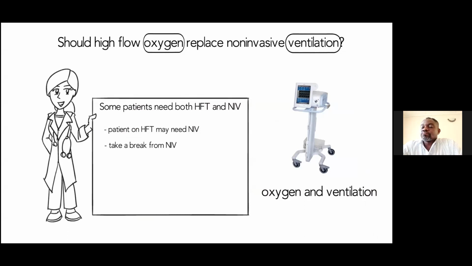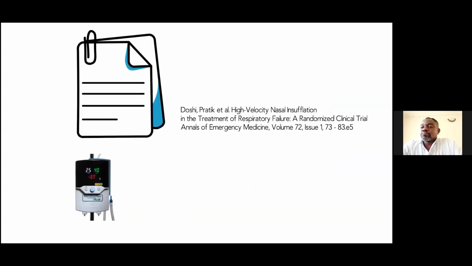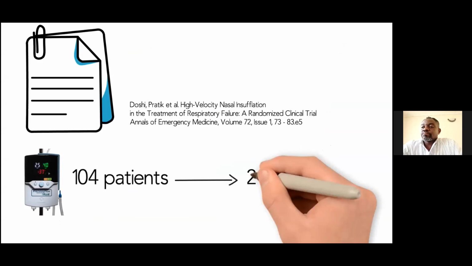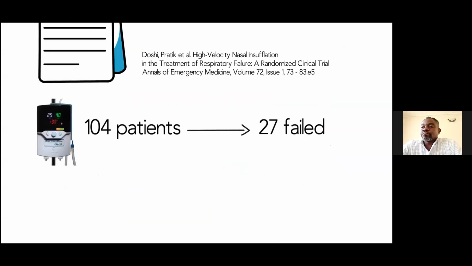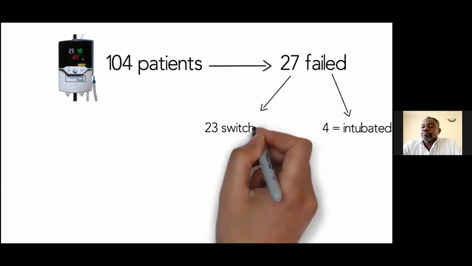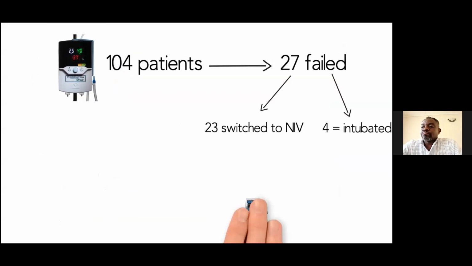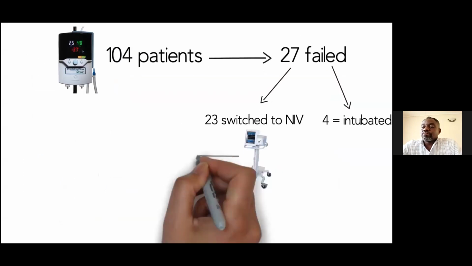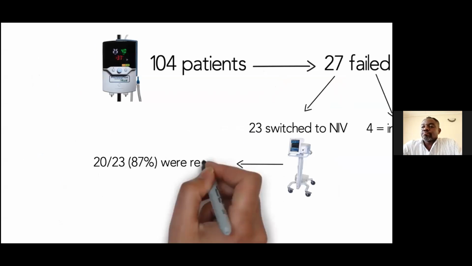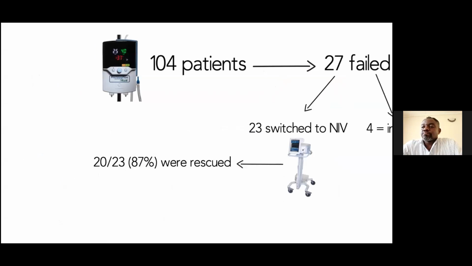You get the idea. In fact, in a Vapotherm sponsored study, there were 104 patients who presented to the ER in respiratory distress, and they were initially placed on high flow oxygen. Of those 104 patients, unfortunately, 27 of them failed. And of the 27, 4 were immediately intubated. But the other 23 patients were switched from the high flow oxygen to NIV. And of the 23 patients who failed with high flow oxygen and were switched to NIV, 20 of them improved and did not need further escalation to intubation.